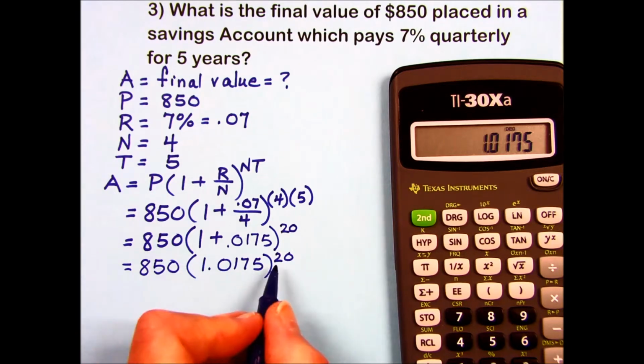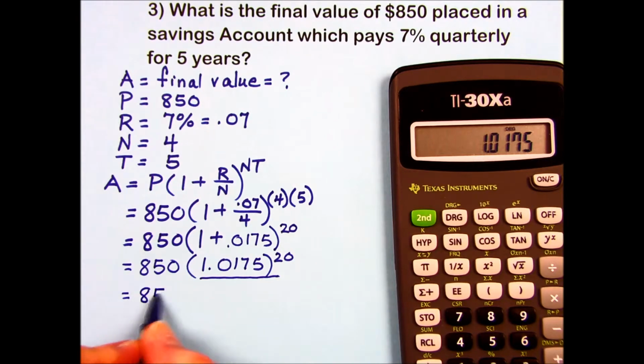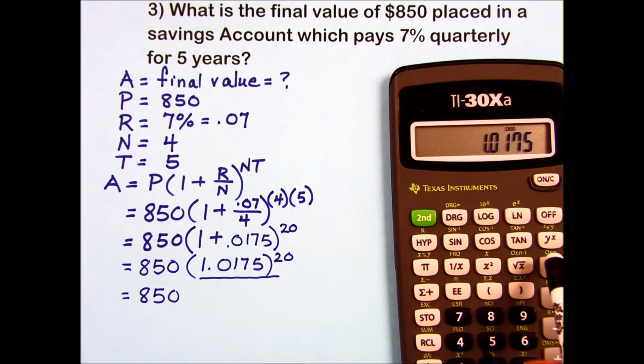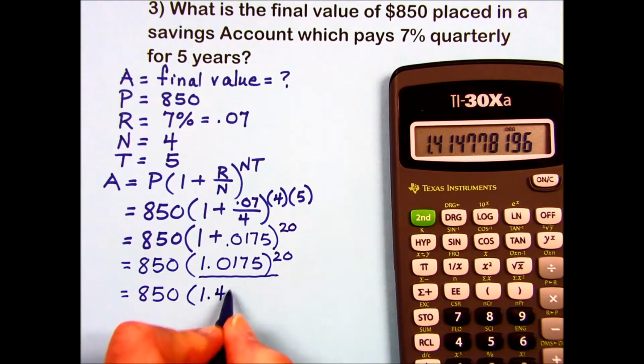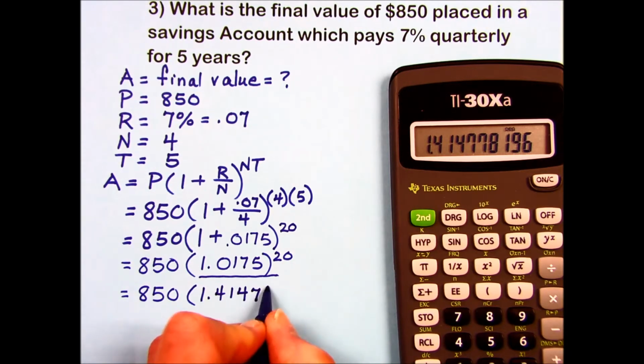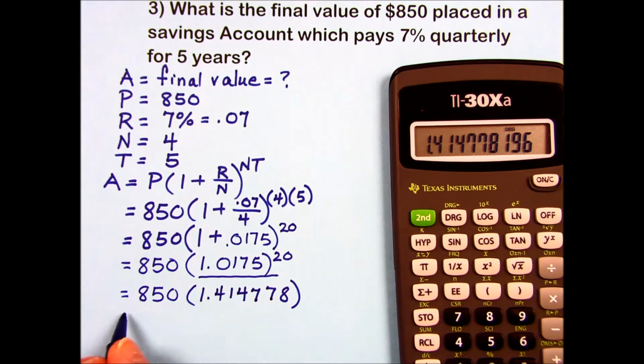Next, we have a multiplication and an exponent. That power has the greater priority, so we're going to take that value in the parenthesis and raise it to the 20th power. On this model calculator, the power or exponent key is y to the x, so I have my base 1.0175 already in there. I'm going to hit the y to the x key, raised to the 20th power gets entered next, and I'll hit the equals, which results in a 1.4147778, and some more detail I'll leave for right now in the calculator.